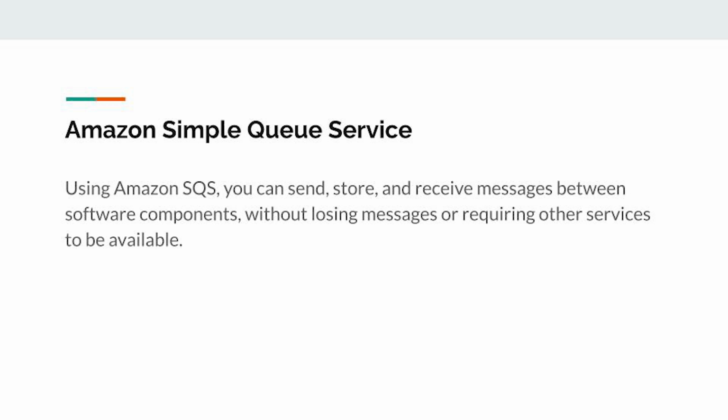Next topic, Amazon Simple Queue Service, SQS. Using Amazon SQS, you can send, store, and receive messages between software components without losing messages or requiring other services to be available. In SQS, an application sends messages into a queue. A user or service receives a message from the queue, processes it, and then deletes it from the queue. Similar to SNS, this service is also used to create loosely coupled microservices.